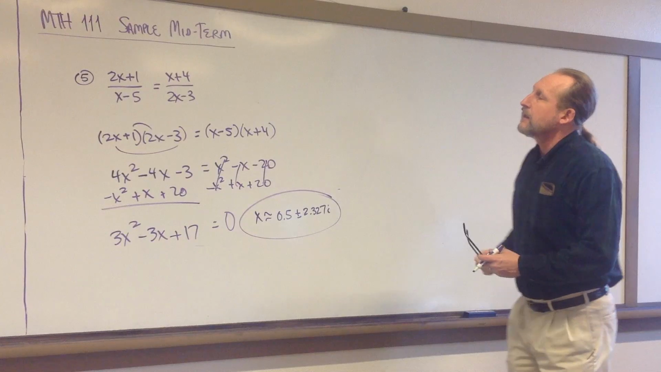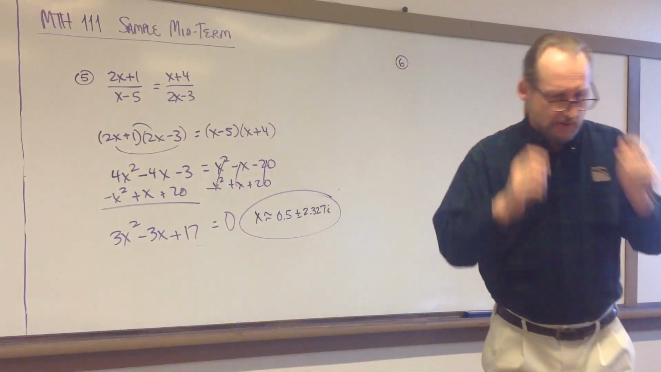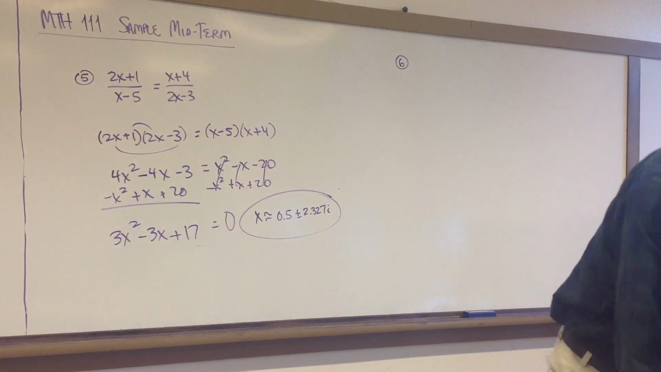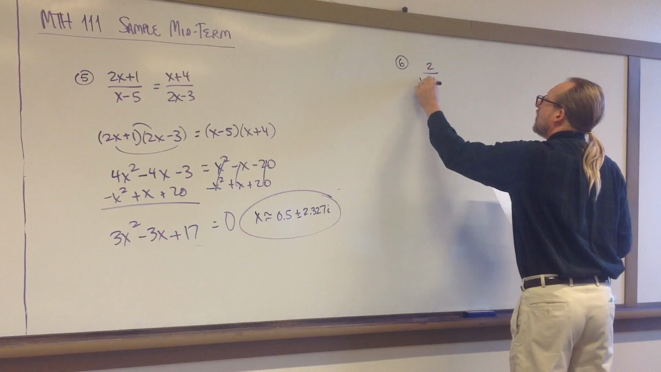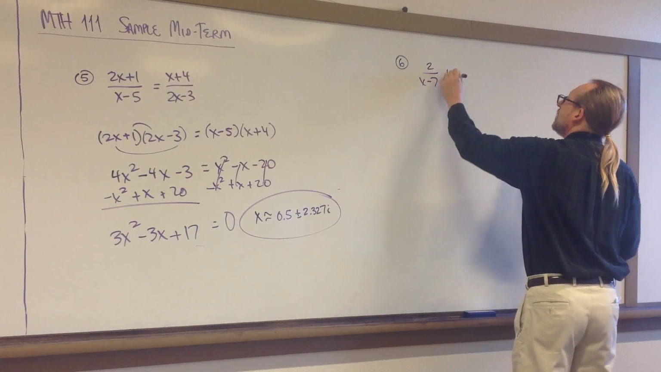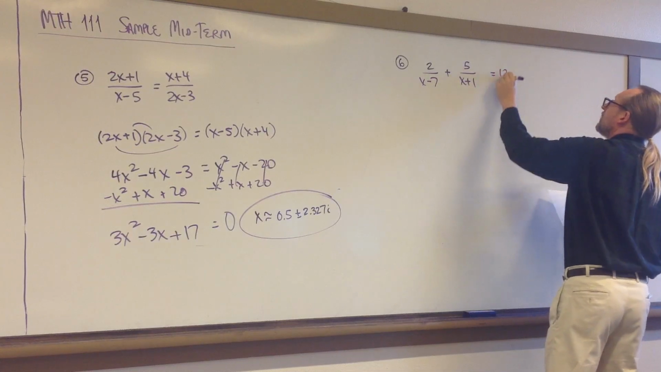Right? And then we've got 2 more equations to solve. Problem 6 goes 2 over x minus 7 plus 5 over x plus 1 equals 12.